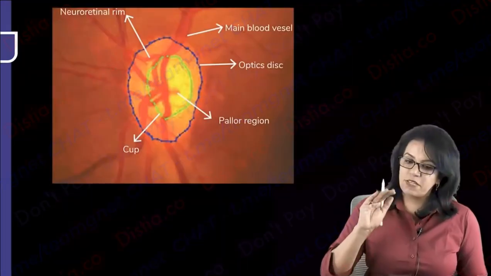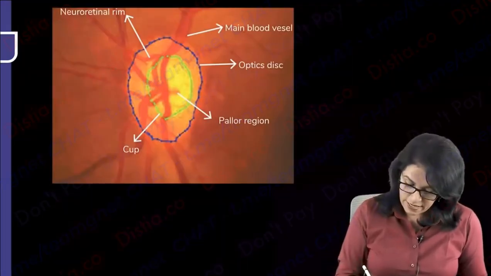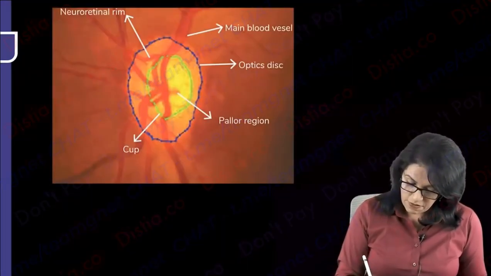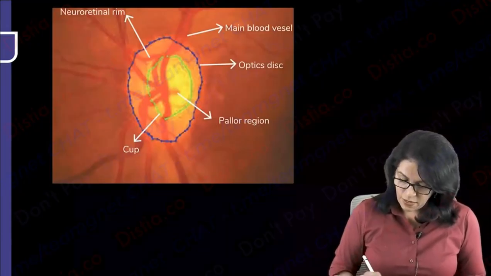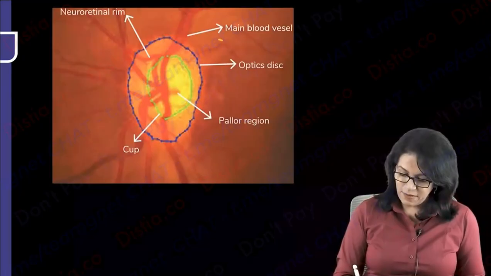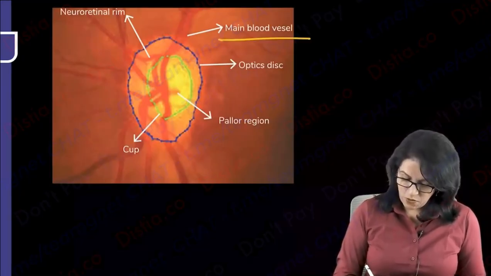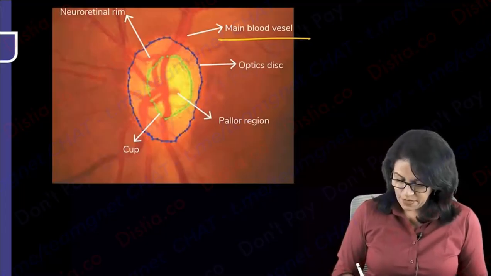We generally see from where the blood vessel is bending. We see this bend. This bend is giving me an idea of where the cup area is, this one. And this is the neuroretinal rim outside. These are the main blood vessels. In the whole, this green one and circle is the cup area, right?